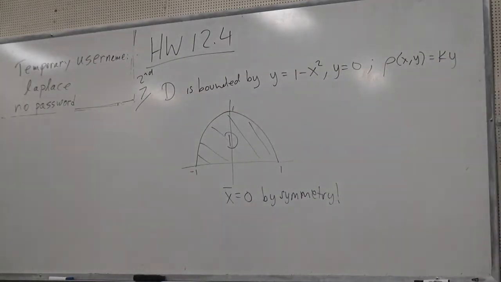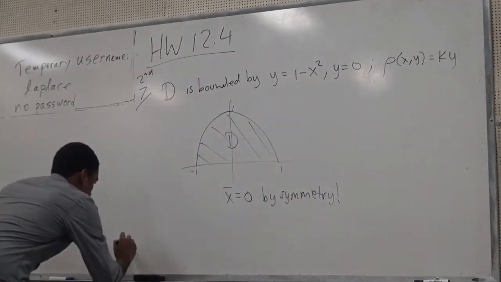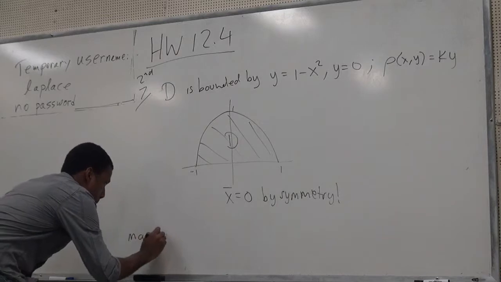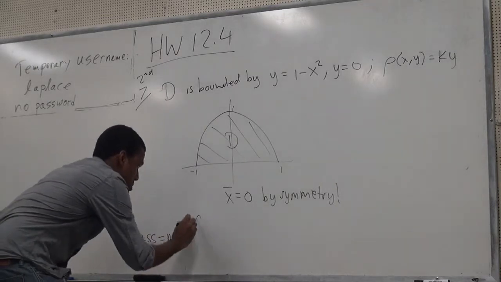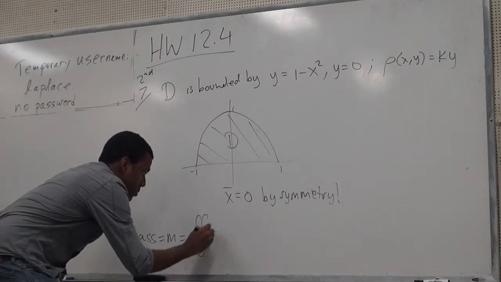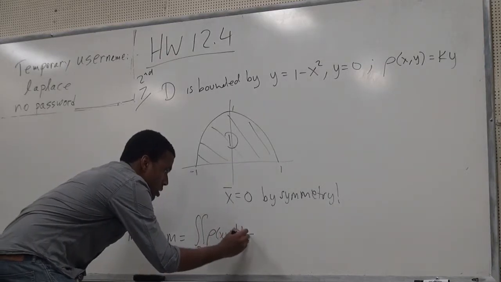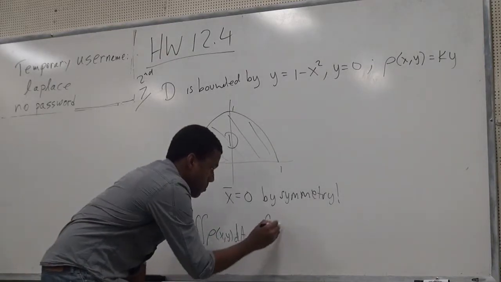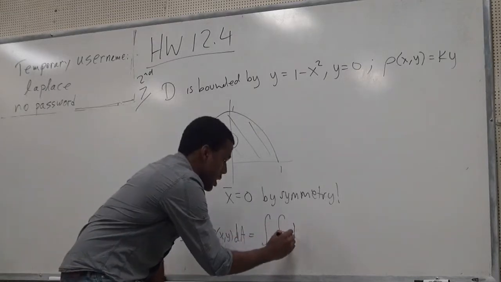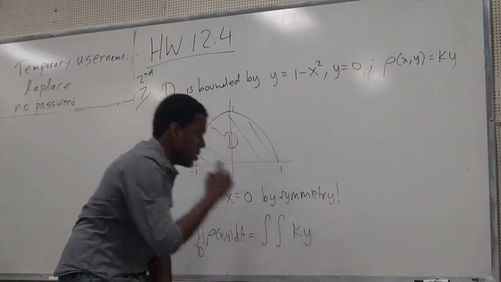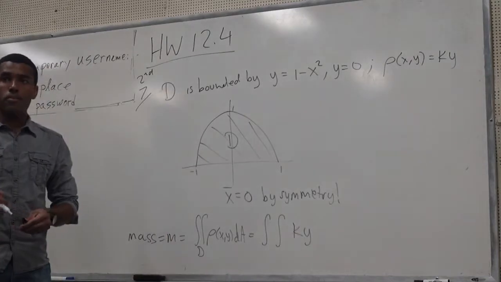So now I want the mass and center of mass. The mass is just going to be the double integral over D of rho dA. Rho is k times y. Okay, how would I set up the limits here?